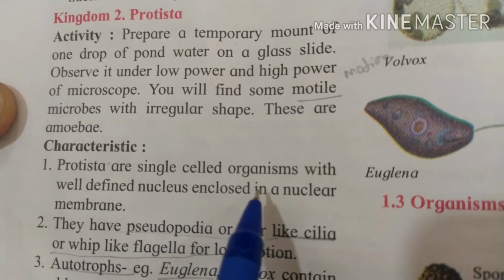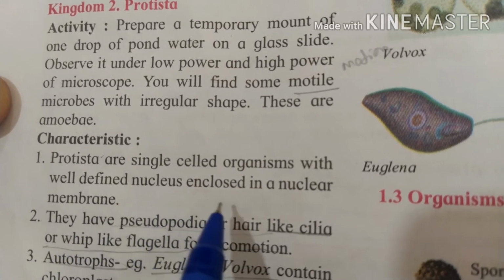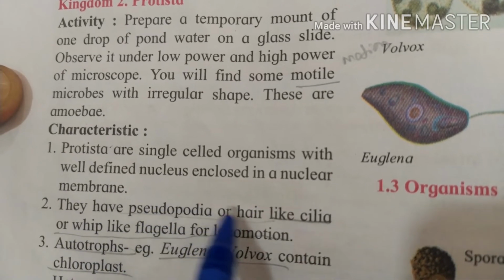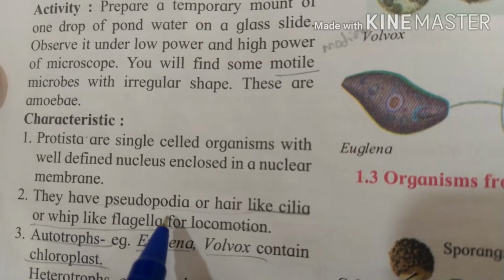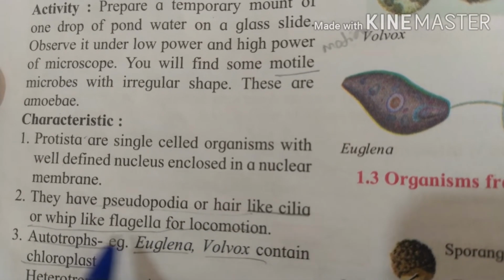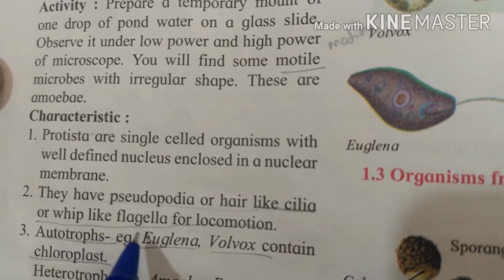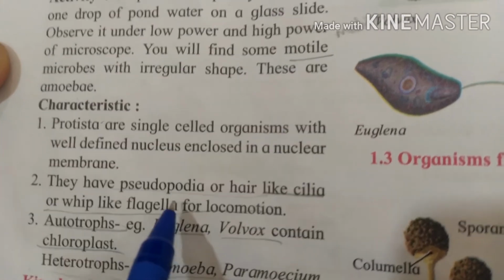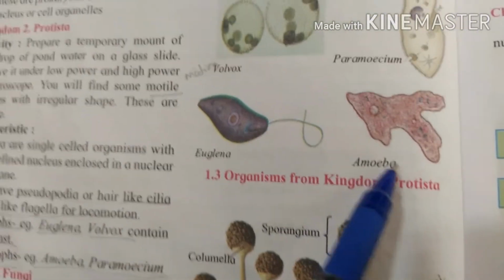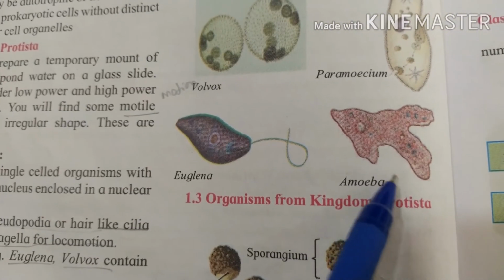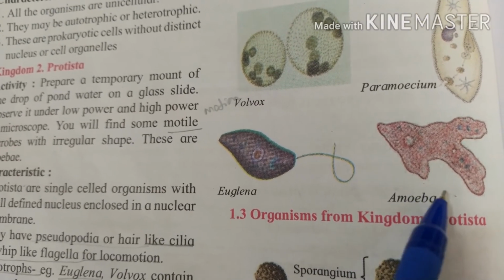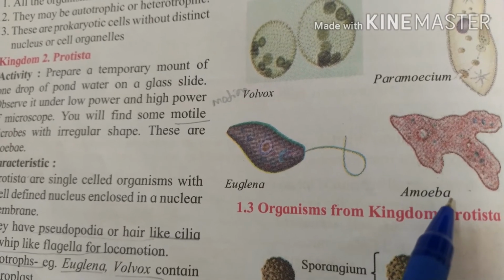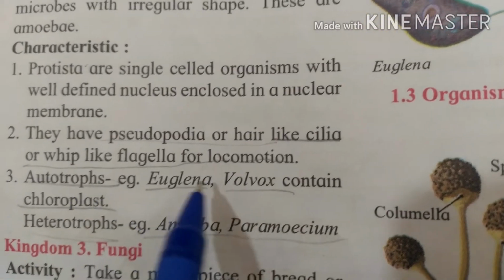The characteristics of Protista are single cell organisms. They have only one cell with a well-defined nucleus enclosed in a nuclear membrane. Enclosed means covered by, packed by. Then they have pseudopodia, or hair-like cilia, or whip-like flagella for locomotion. Now you see here, this is amoeba. The pseudopodia act for movement. The amoeba moves with pseudopodia, and hair-like projections are there for movement from one place to another. Locomotion means going from one place to another.